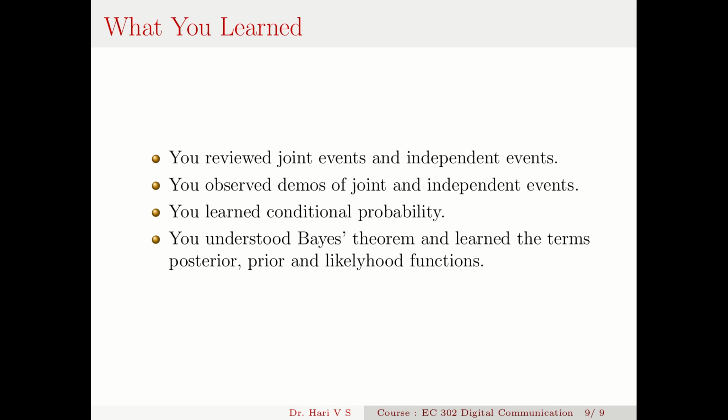As we come to the end of the session, you reviewed joint events and independent events, and you observed demos of joint and independent events. Independent events means the probability of the joint event P(A,B) is equal to the product of the marginal probabilities P(A) times P(B). Then you understood conditional probability. Then you understood Bayes' theorem and learned the terms posterior, prior and likelihood functions.